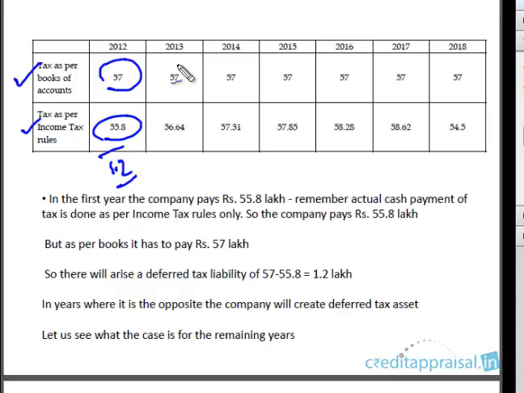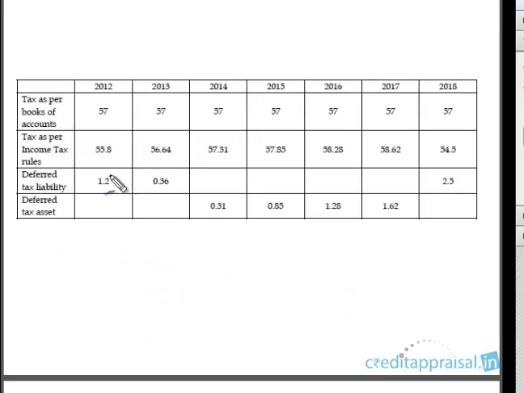In the cases where it is opposite, right? Say for example, here books of account is 57, whereas the company has actually paid more, 57.31. So in this case, they realize a deferred tax asset, right? So where it is the opposite, that is where the company has actually paid more tax than per the books of account, it will create a deferred tax asset. So here this is 1.2 deferred tax liability. Let us see what is the deferred tax liability for the remaining years. So the first year it is 1.2, we just saw 57 minus 55.8.